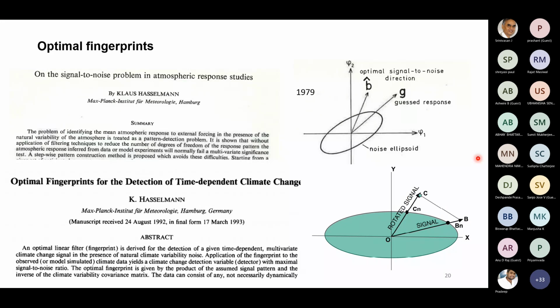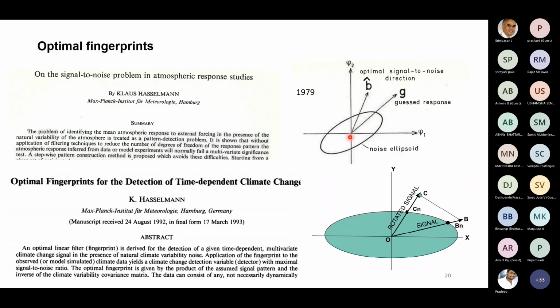So if you look at the figure in the top right, Hasselmann's papers are very foundational, but they don't have a lot of figures, but this is the one figure from the 1979 paper. And it shows that the best signal to noise direction, that is B hat, would be some combination of a strong signal and a weak noise, right? So G is where the signal is strong, but along G, the noise is also strong.